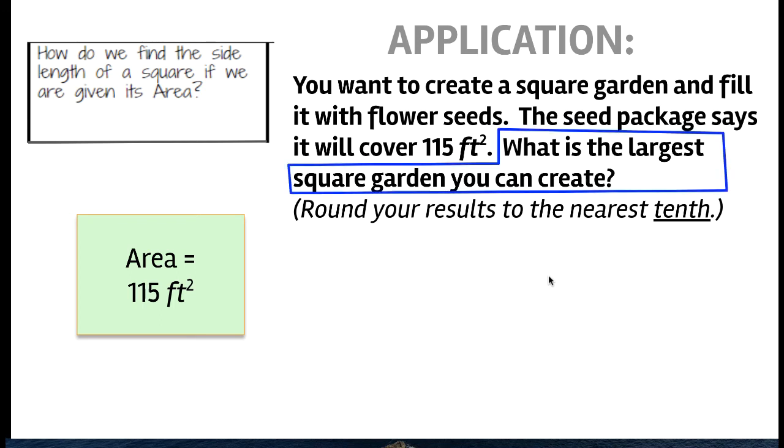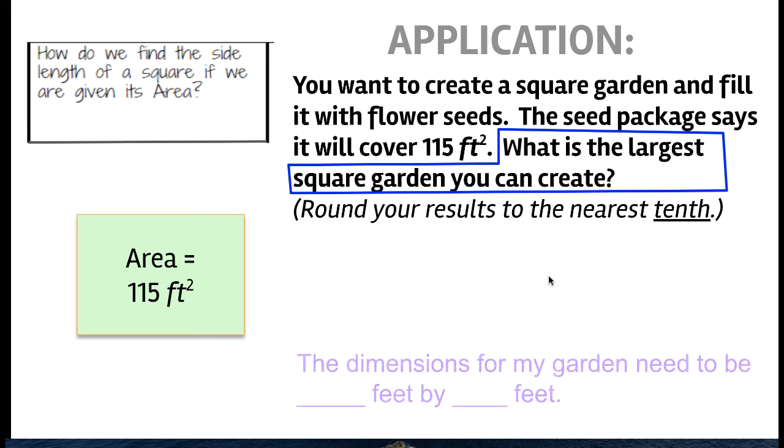So we're trying to figure out what's the largest square garden we can create. So that means we need to figure out our dimensions. What does each side of our square garden measure in length? So I'm going to put my sentence as: the dimensions for my square garden need to be blank feet by blank feet. So if I go line by line, are there any key operation words or words that are going to help me move forward in this problem?